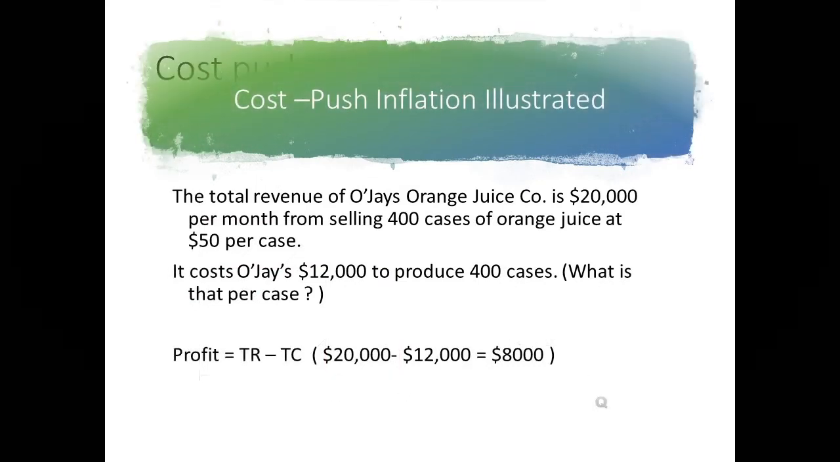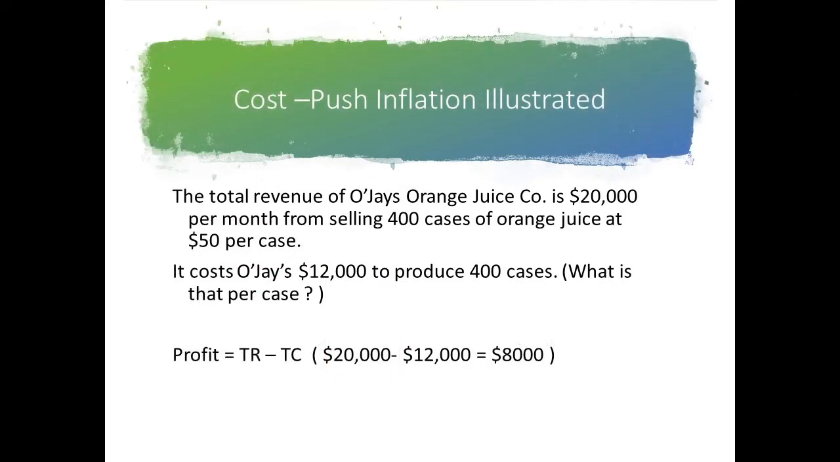So let's look at a little illustration. You have the total revenue of OJ's Orange Juice Company's $20,000 per month from selling 400 cases of orange juice at $50 per case. Now it costs OJ's $12,000 to produce the 400 cases. So the cost per case here is 12,000 divided by 400, you'll get 30. Good. So the profit is your total revenue of 20,000 minus total cost of 12,000. That will give you a profit of $8,000.